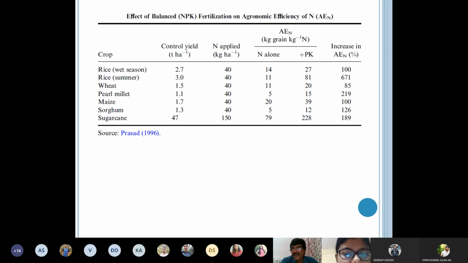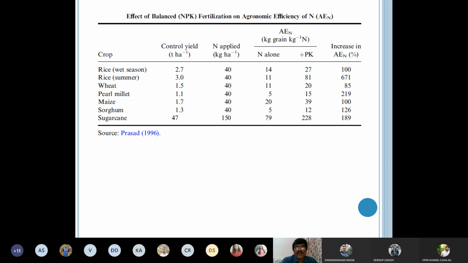But if you add P and K also, if you just add P and K to it, the agronomic efficiency is almost doubled. From 14 it has become 27. For 11, about 7 time increase. From 11, 20, 8.5 times, sorry. 5 to 15, 20 to 39. What I mean to say, that balanced fertilization will increase the use efficiency of nitrogen.